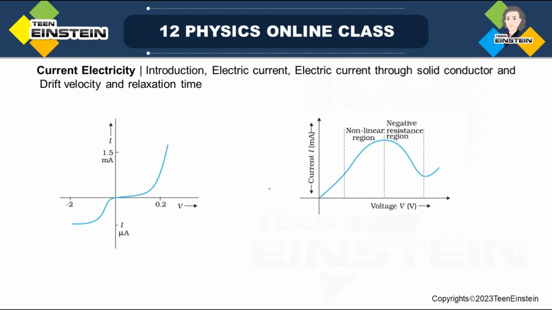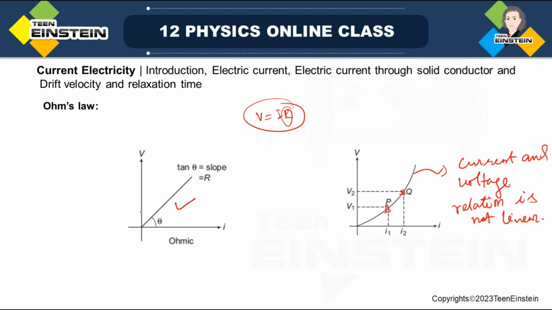Here, in the case of Ohm's law, we have seen that for a particular V there will be a particular I. V1 for a particular I1, or V2 for a particular I2. That means for each value of voltage there should be only one definite current, isn't it? In the case of Ohm's law that we have seen, for a particular value of voltage there is a particular value of current.